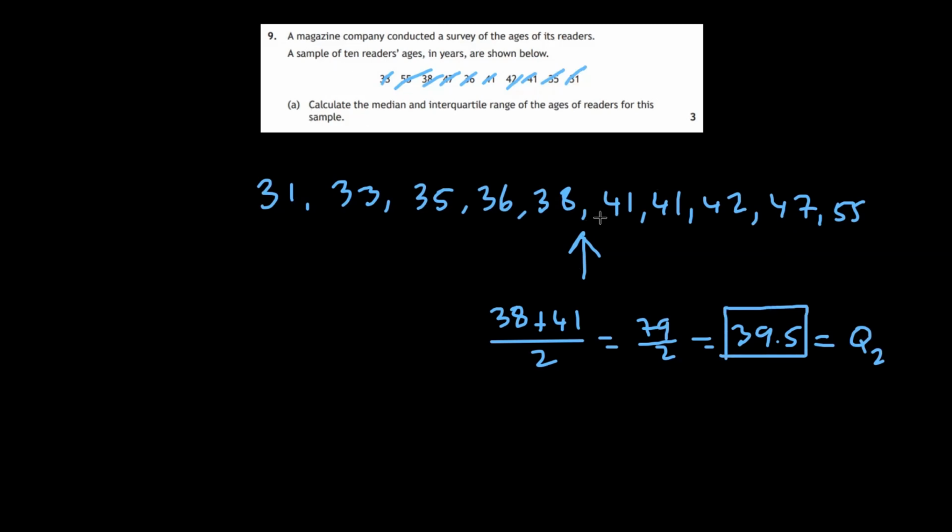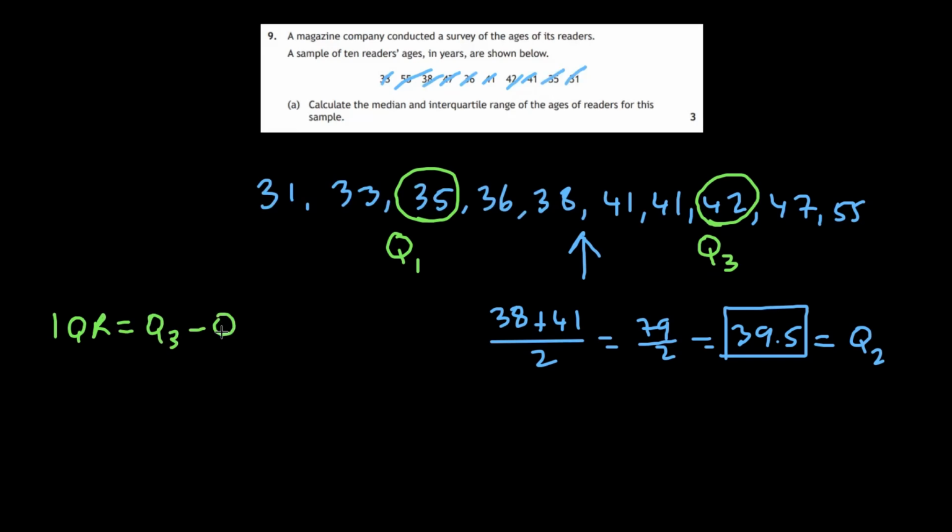And then to get the quartiles, we just find the medians for these values. So the median for this one is just 42. So that's Q3. And then Q1 is just 35. So this is the lower quartile. This is the upper quartile. And then IQR is Q3 minus Q1. And you need to memorize this formula, by the way, because you don't get it in the formula sheet. So it's just 42 minus 35, and that would be 7. So that's the IQR.